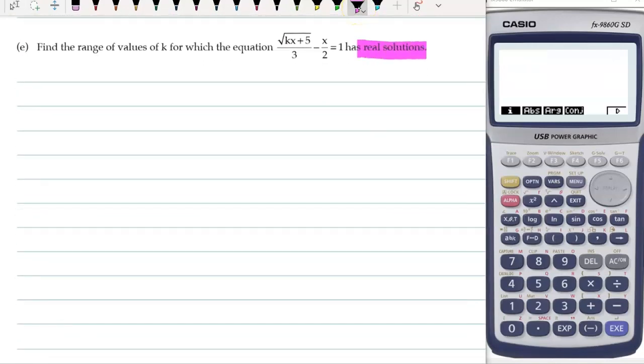Part E, we're told that we want the values of k for which we have real solutions. Now for real solutions, we want to find the discriminant b squared minus 4ac and make sure that it's positive. The tricky part is we don't have this as an ordinary looking quadratic, so we need to do some manipulating to make that into the form where we can pick out b squared minus 4ac.